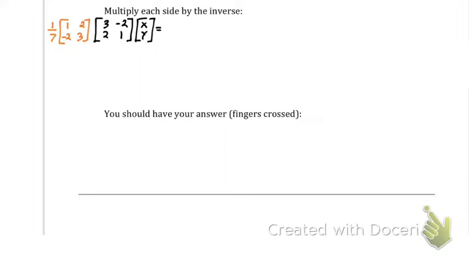On the other side, we're going to put our inverse, which was that 1 over 7, 1, 2, negative 2, 3. And what was already over there was our constants of 4 and negative 3.